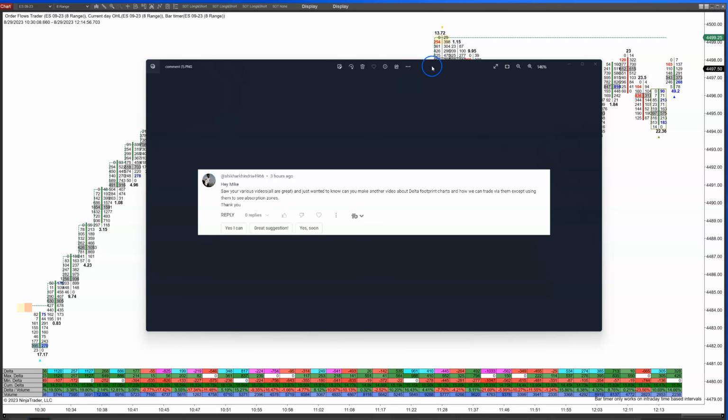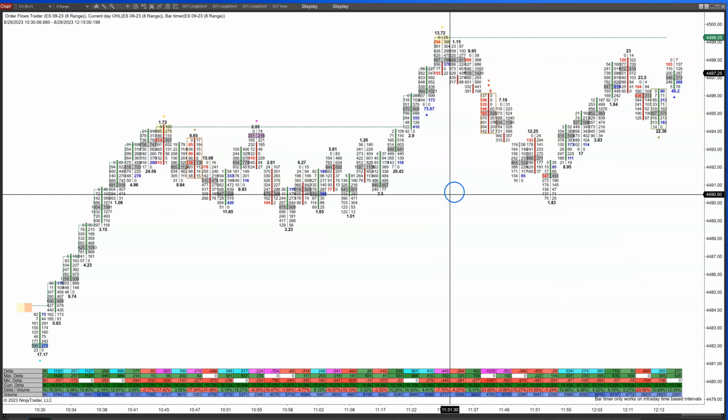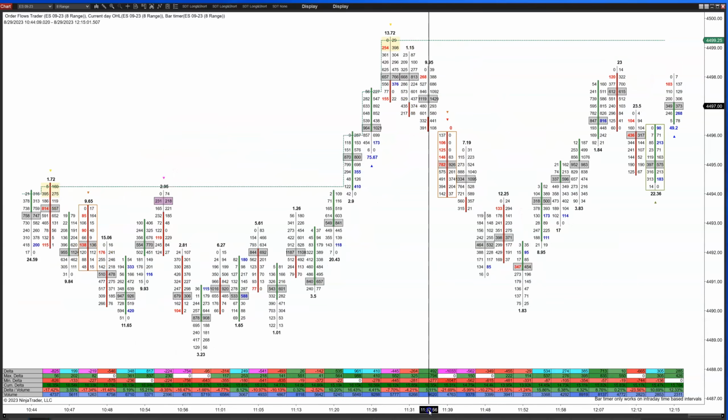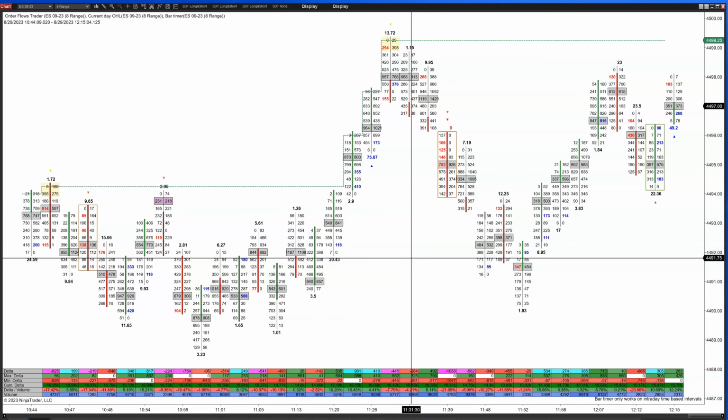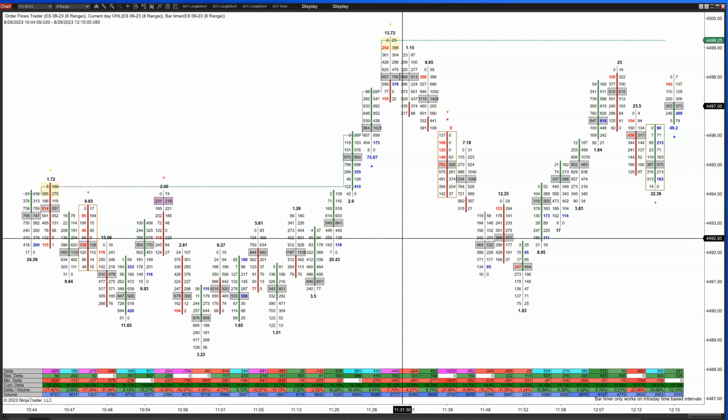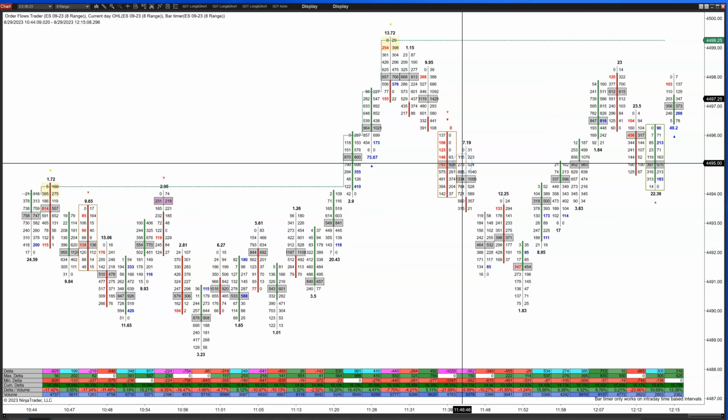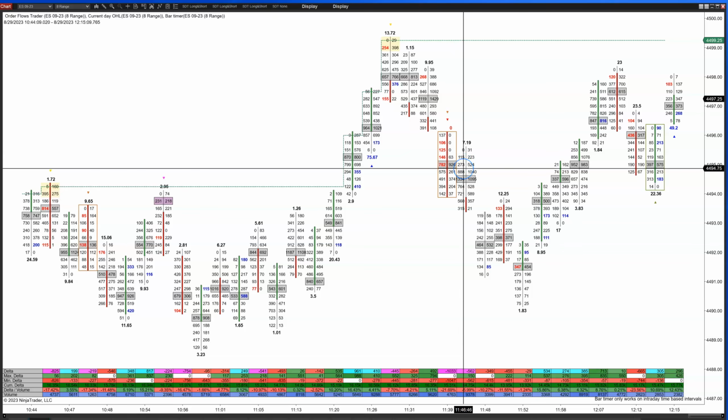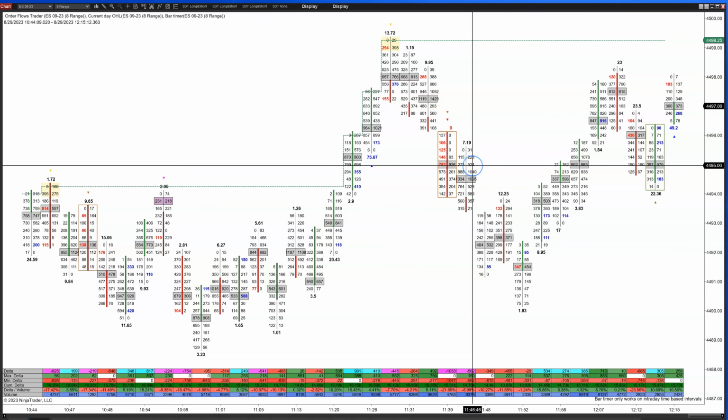Okay, so the regular volume footprint chart, or basically the basic footprint chart that most of us are familiar with looking at, is the bid-ask footprint. The volume that's traded on the bid, the volume that's traded on the offer. And a lot of the Orderflows software out there has the ability to pull up a delta footprint.